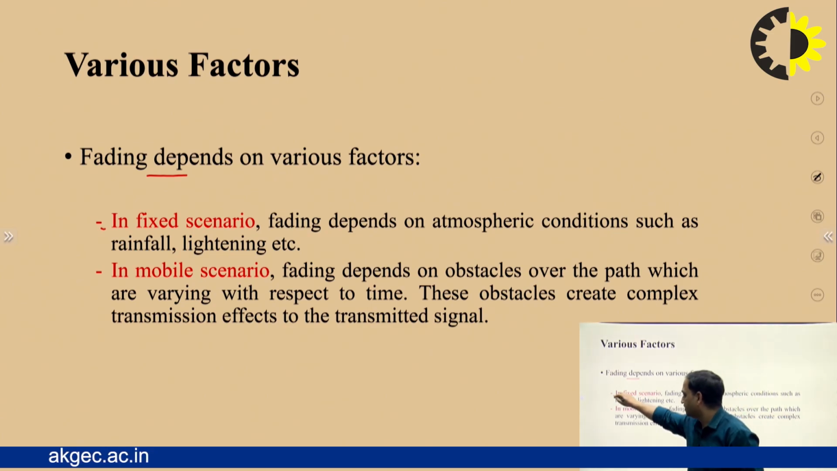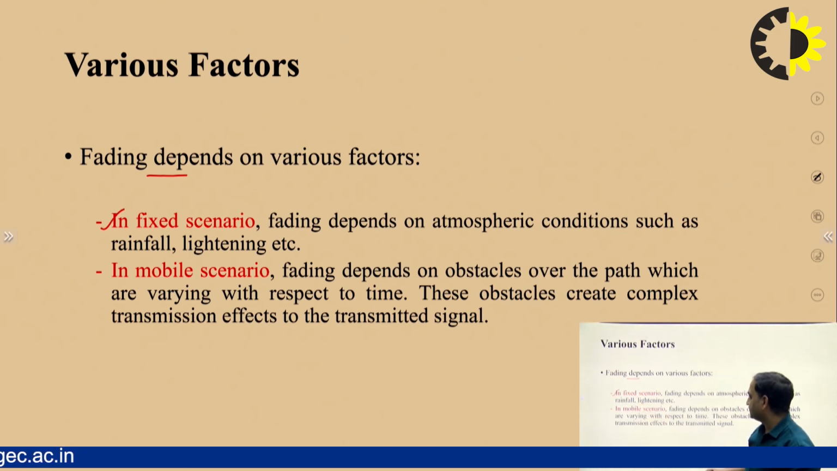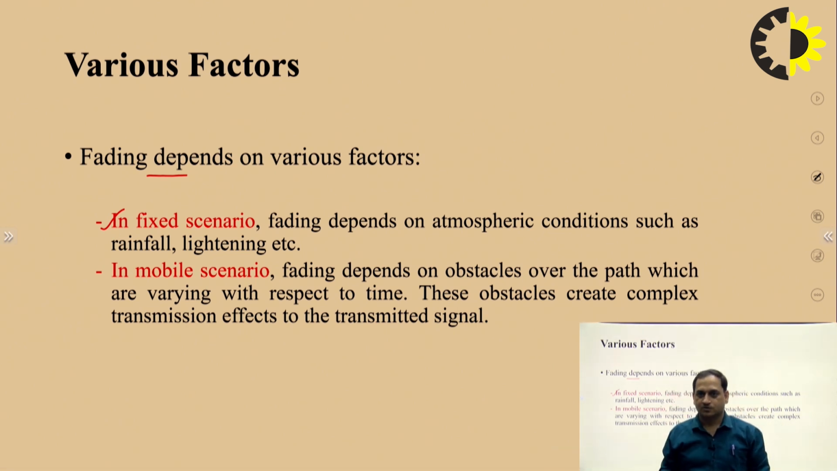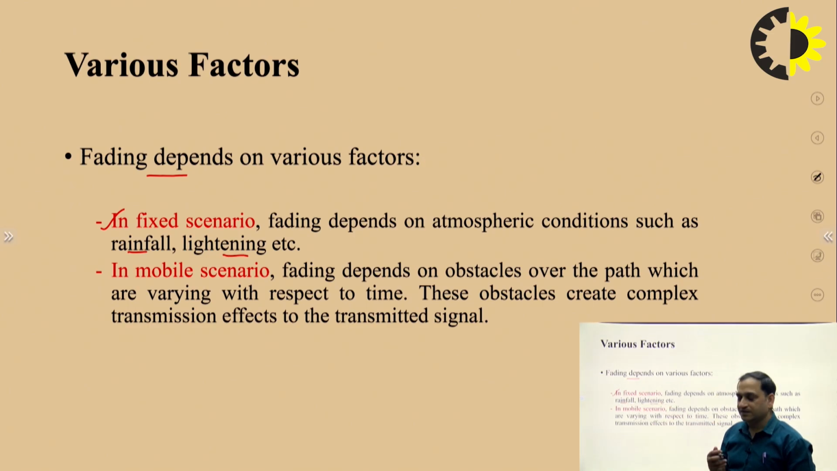First one is the fixed scenario. In the fixed scenario, fading depends on the atmospheric condition. This atmospheric condition can be rainfall and lightning. Raindrops are one of the major components used to scatter the signal. If any signal is reflected or diffracted due to this rainfall, the signal strength will be reduced. Another scenario is the mobile scenario.